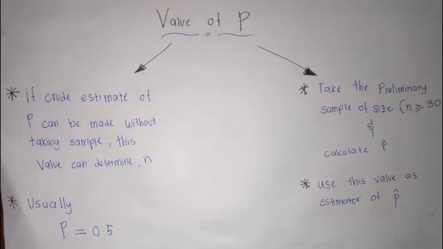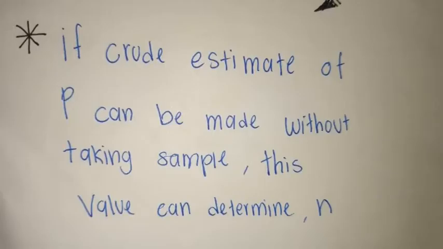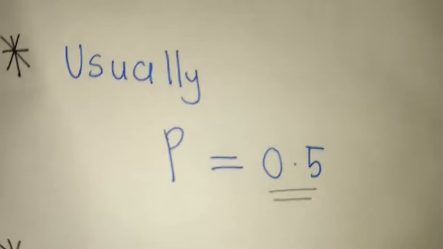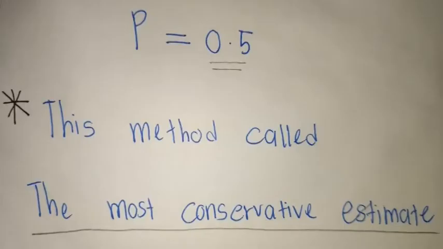In order to determine the value of P, there are two conditions. Okay, the first condition is if a crude estimate of P can be made without taking a sample, this value can determine the n. So, usually P is equal to 0.5, and this method is called the most conservative estimate.